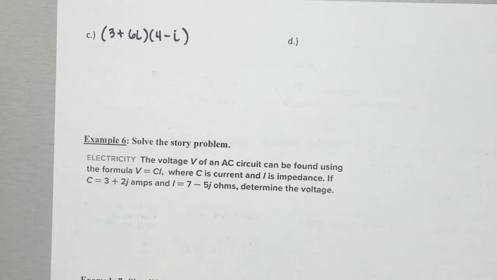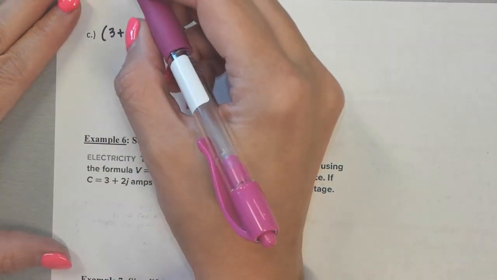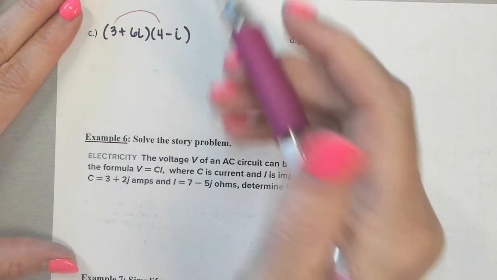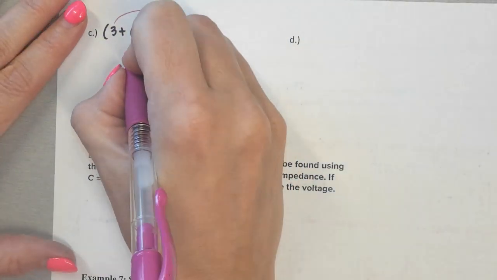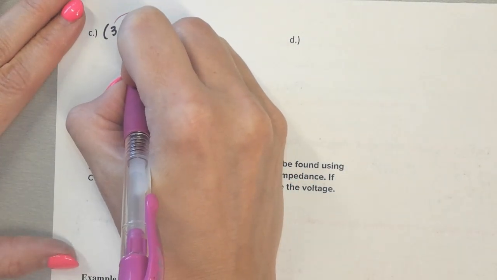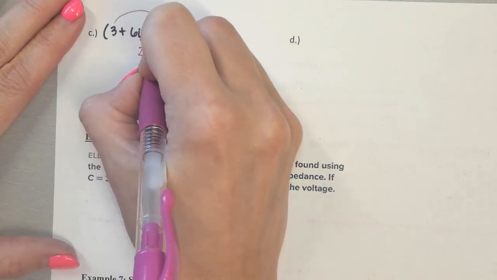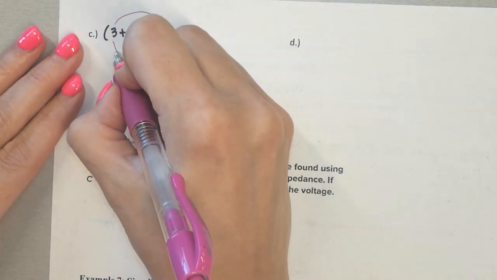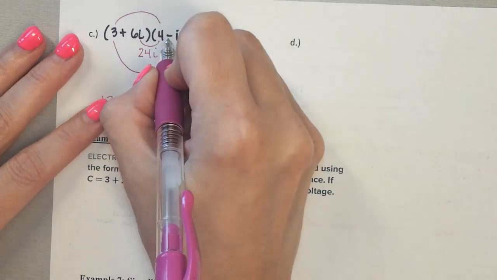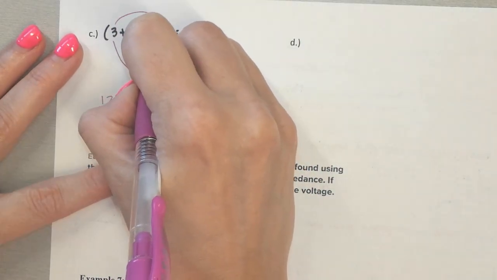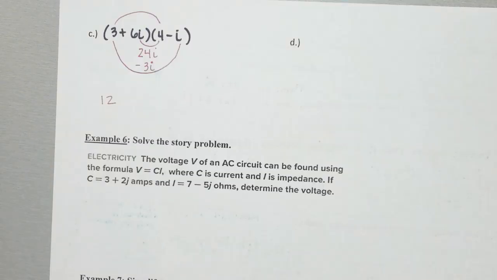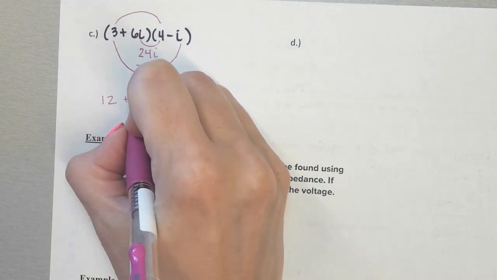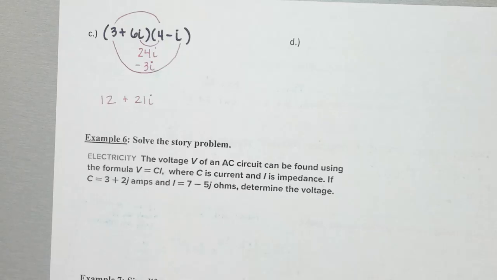Or I think I told you guys last week I like to do FIOL, right? I like to do the inside first. So first times first just means you're multiplying 3 times 4, so you get 12. Okay, I like to do the inside here, which is 6i times 4, so it's 24i. Okay, and then here I have 3 times a negative i. So 3 times a negative is negative 3, and the i is going to go with it. I like to put these here because then I combine my like terms right away. Okay, you don't have to do it exactly like that. I'm just showing you what works for me.